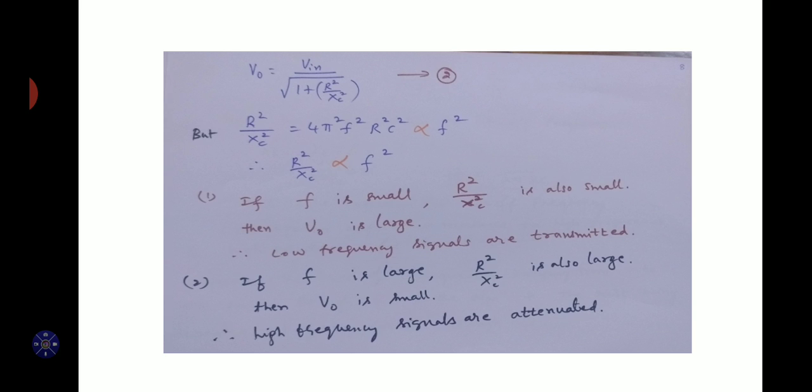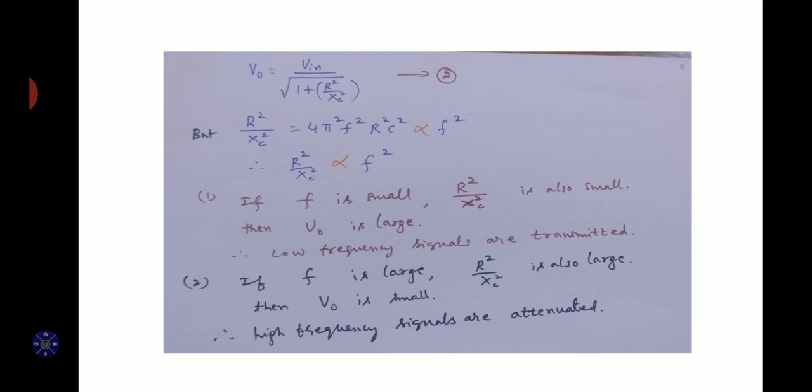Therefore, if you simplify that equation, you will get equation 2, that is V0 is equal to VIN divided by square root of 1 plus R square by Xc square. But here the denominator term is R square plus Xc square. We know that Xc is equal to 1 by 2 pi Fc. Therefore, R square by Xc square is equal to 4 pi square F square R square C square.